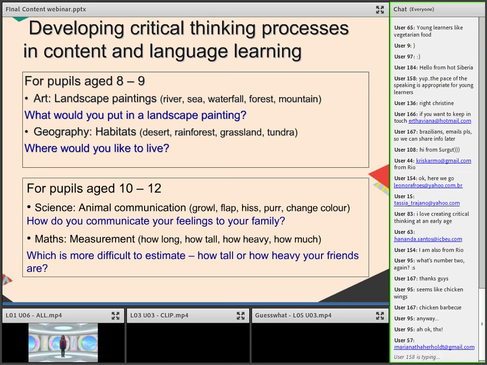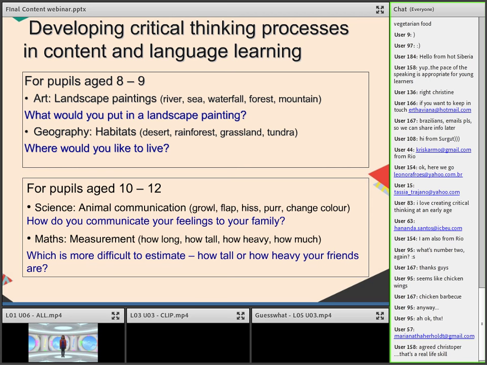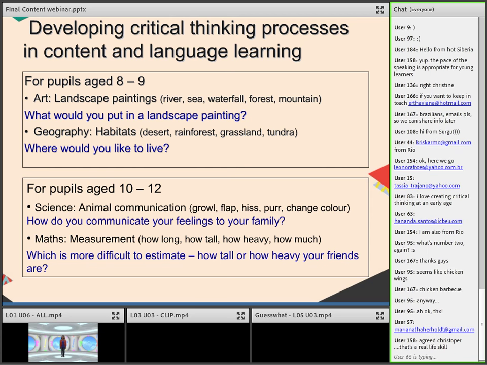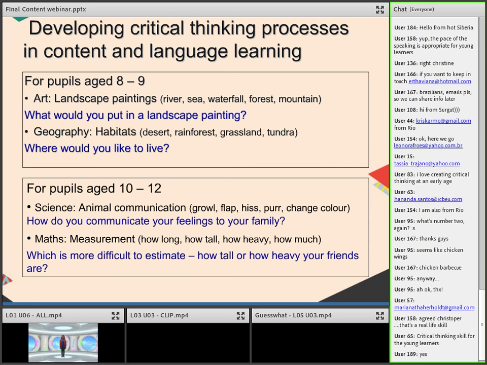Look at these questions that follow learning about new subject content. They are for pupils in higher levels of primary. The questions here develop higher order cognitive processes. This is because the questions involve some analysis, differentiating between content vocabulary and then making decisions. So learners need to consider which feature in art, which place in geography, which means of communication in science, or which measurement in maths is relevant for the responses. And you can see how the cognitive processes involved in the decision-making for most 8 to 9-year-olds are less demanding than those needed for 10 to 12-year-olds. These type of questions, therefore, do more than personalize learning and encourage pair or group work because they develop thinking skills too.